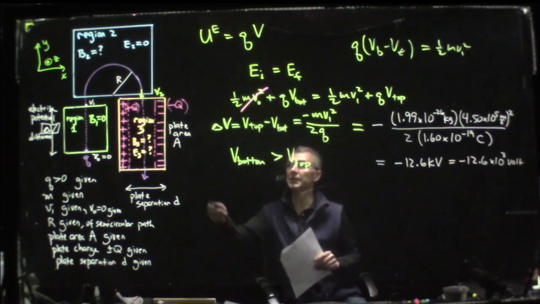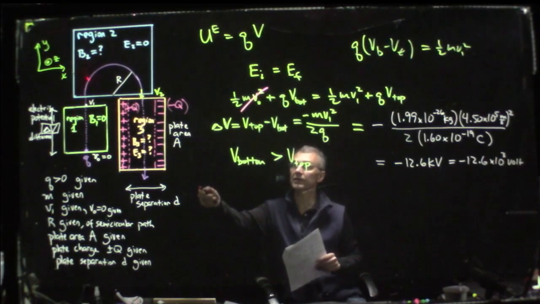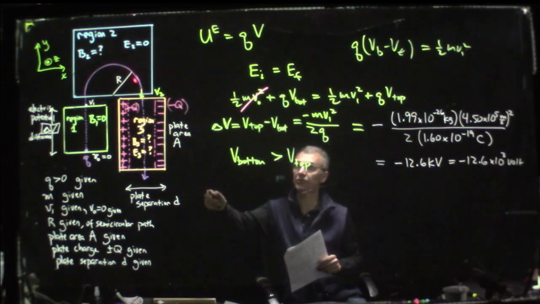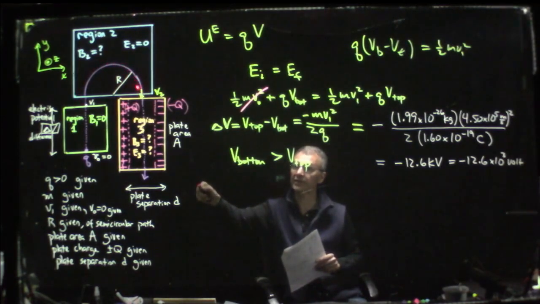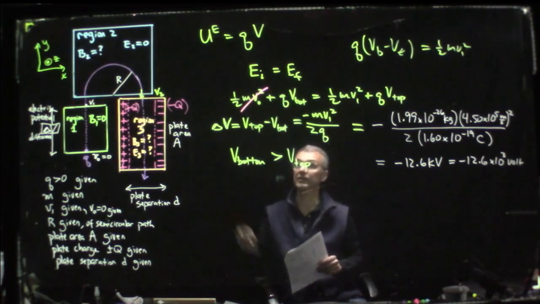So next, for part B, we want to know the direction and magnitude of the magnetic field B2 in region 2, given this radius r equals 20 centimeters, for the positively charged particle bending around clockwise like this when it enters this region with speed v1 with velocity directed upward.